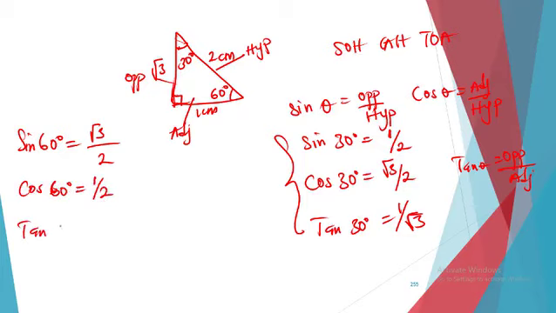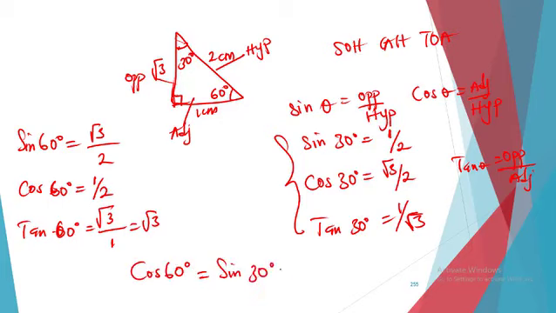Then tan 60 is equal to, what is our opposite? Root 3 over what? Adjacent, which is 1, so we have root 3. Now we've actually gotten the values of what? Sin 60 and what? Cos 60 and tan 60. Now from this, you will agree with me that cos 60 degrees is equal to sin 30, because they are equal to what?